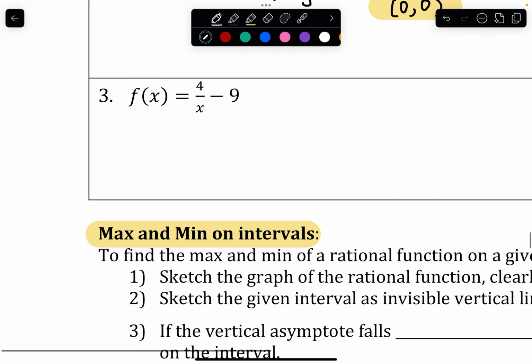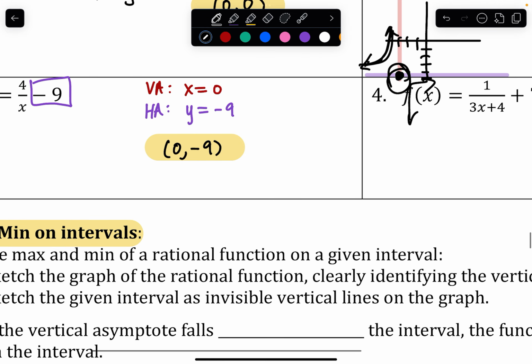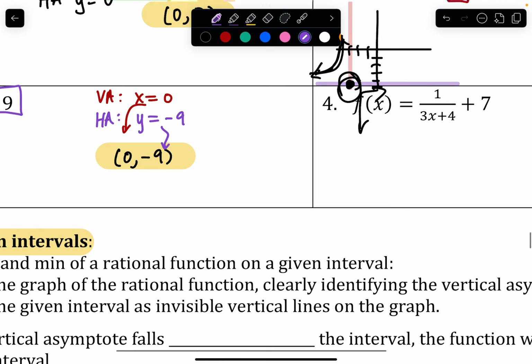Okay, this next one has not been moved left or right, and so the vertical asymptote is still at x equals 0. It has moved down 9, and so the horizontal asymptote is y equals -9. So my new point of symmetry is 0, -9. The x goes in the x spot, the y goes in the y spot.